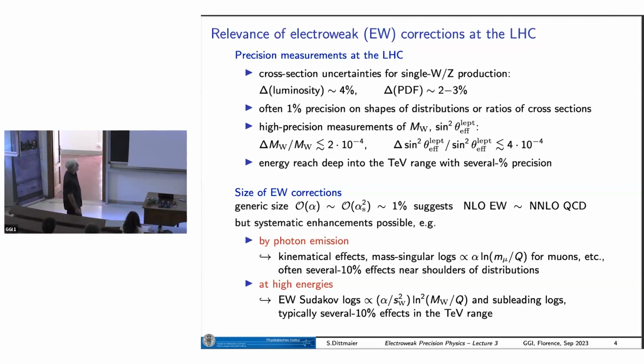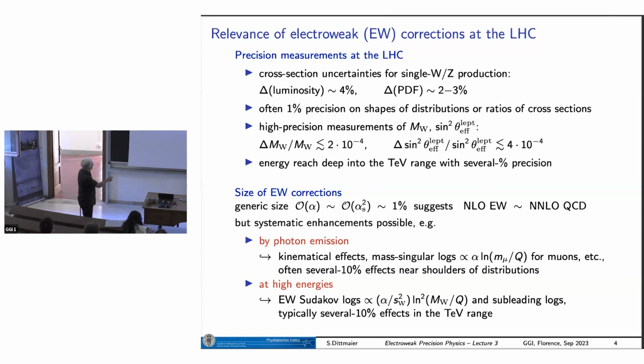But if you look into the shapes of distributions, if you normalize them, then you normalize away much of these uncertainties, and you often have shapes of distributions that are known at the percent level. Or if you form ratios of cross sections, the luminosity, and to some extent maybe also the PDF uncertainties, almost cancel out, or are at least damped a lot. So this is bringing you into the ballpark where the electroweak corrections, just by counting couplings, play already a role.